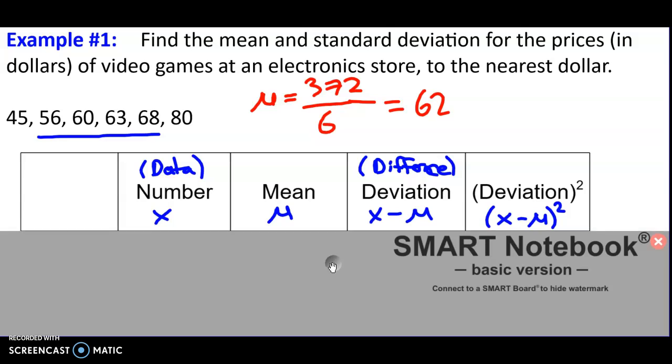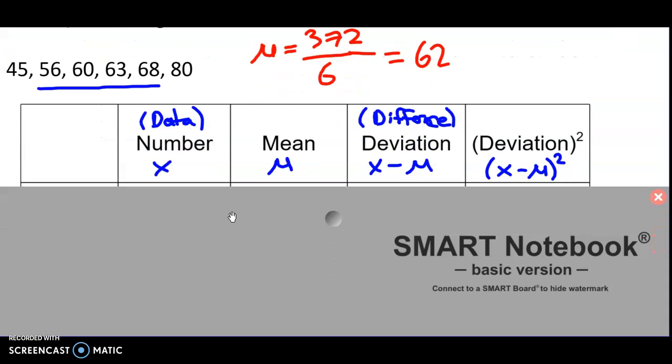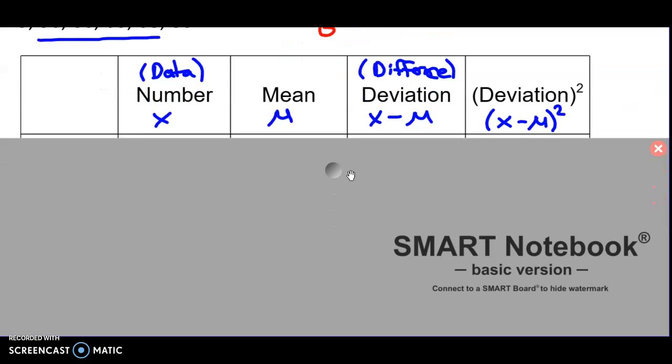All right, then you need to set up a table. You only need it to be 4 across, okay, and you'll need it to be 6 down. So you're going to label it data or number, which is our x, mean, which is mu, difference, which is the deviation, x subtract mu, and then deviation squared, so x subtract mu, then square. So see, this has all of our steps except the last one. Okay, so we're going to calculate the standard deviation.